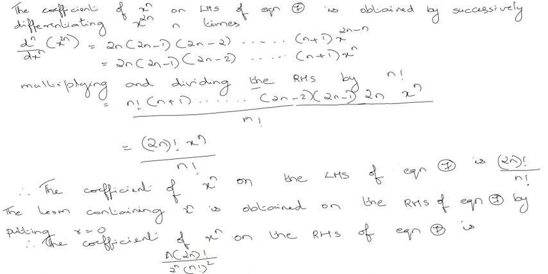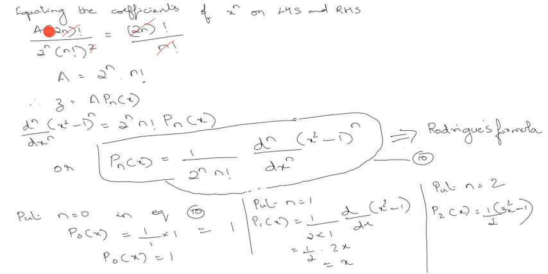Now we are going to equate the coefficients of x raised to n on both sides. So the resulting equation is a into 2n factorial divided by 2 raised to n into n factorial the whole square is equal to 2n factorial divided by n factorial. After cancelling the terms like 2n factorial and n factorial, the resulting equation is a is equal to 2 raised to n into n factorial.